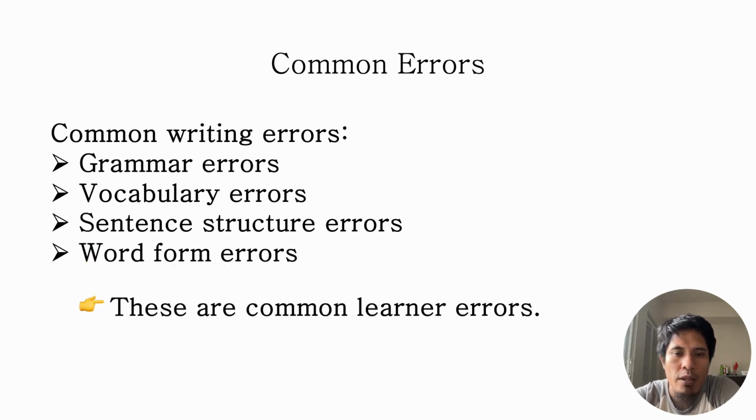And fourth, word form errors. For example, using a noun instead of a verb. So understanding these types of errors will help you analyze errors more clearly.